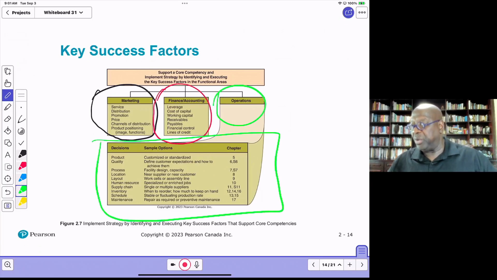So things like, do we make a customized product or a standardized product? Do we have the capabilities to produce the standardized product or the customized, depending on what is needed, right? How do we define quality? And can we actually achieve quality based on the definition that we use? So these are questions that you will need to ask, all right?